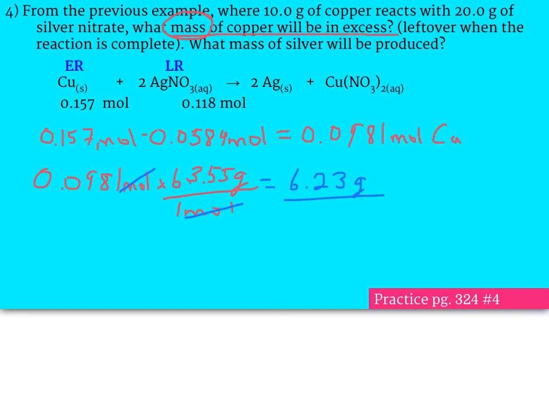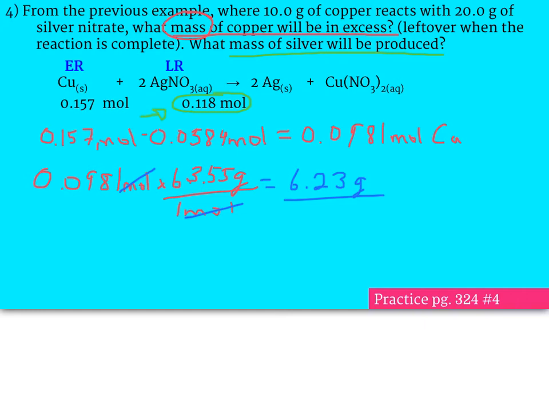The last part of this question is asking what mass of silver is going to be produced. In order to figure out what mass of silver is going to be produced, you need to think about when this reaction is going to stop. This reaction is going to stop when this many moles of silver nitrate are gone. That means that the silver is going to be made until that is gone.